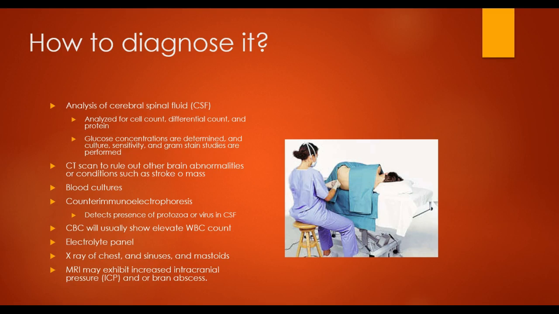We'll do a CBC. We'll show the elevated WBC count, but that's just typical with that clinical presentation. We're definitely going to do a CBC and electrolyte panel because we know those things can alter us neurologically as well. X-ray of the chest and sinuses and mastoids, because even with sinusitis and mastoiditis, you can have a lot of that clinical presentation that we looked at in the last slide. MRIs may exhibit increased intracranial pressure and/or brain abscess.